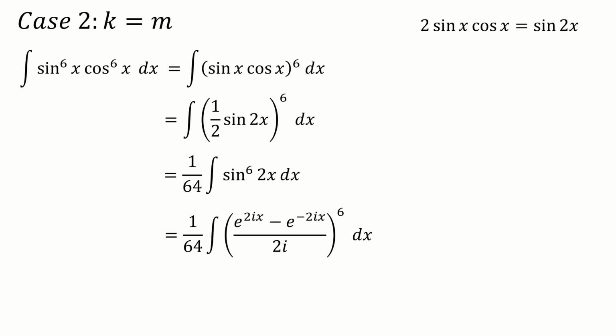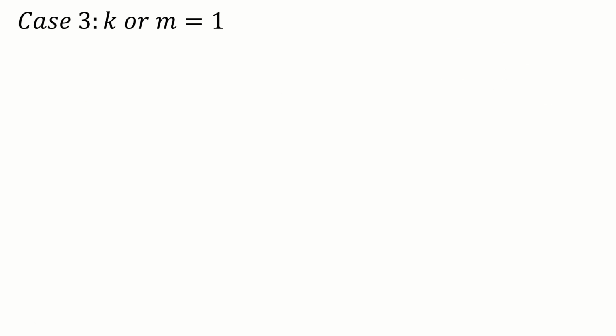Now, what if you have different cases? So let's do the case either k or m is 1. It doesn't really matter which one. But let's do the case that k or m is 1. So let's do this one here. Now, this actually turns out to be the easiest of all the cases because this is just reverse chain rule.